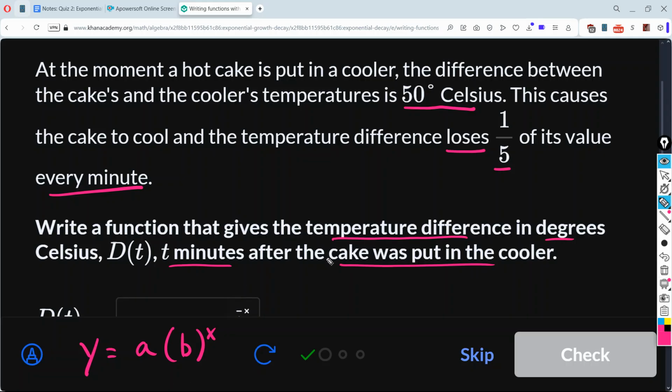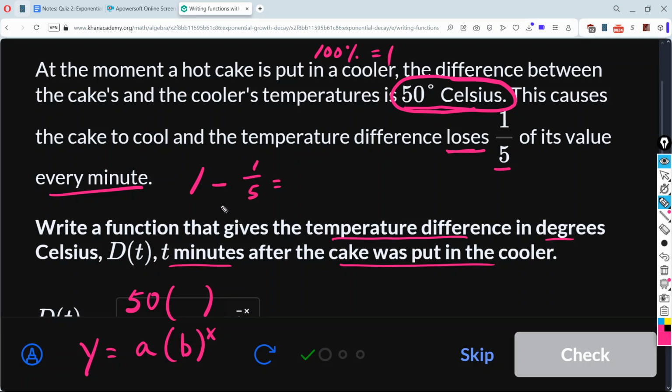A is the initial amount. We're writing the equation for the temperature difference. It said the initial temperature difference was 50 degrees Celsius. Okay, so the initial amount, A, is 50. And what are we multiplying by each time? Well, it's going to lose 1/5 of its value. Okay, so this is 100%, but we said at the beginning 100% just equals 1. Okay, so you start with 1 or 100%, and it's going to lose 1/5, so it's minus 1/5.